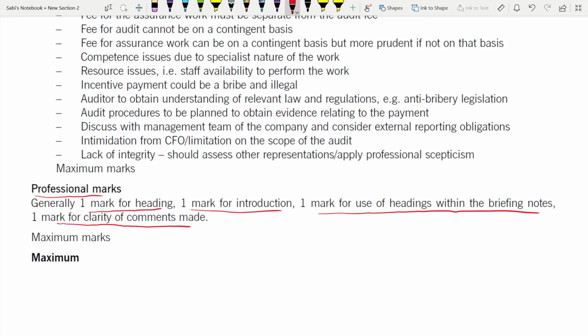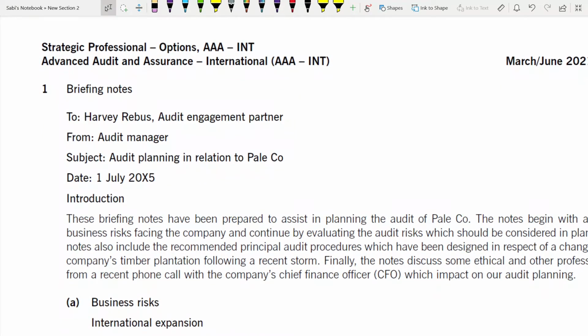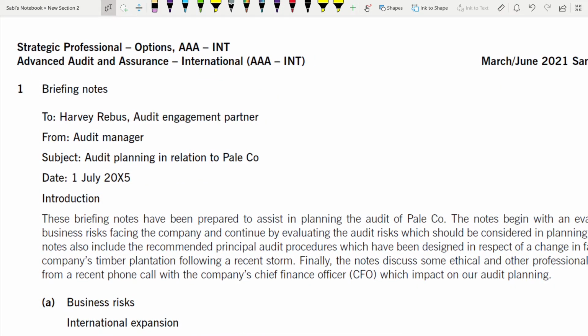So now finally, let us go to the answer. Your answer should look something like this. Before you jump to the answer, make sure that you read that it's a briefing note. 1 mark for that. Make sure that you are writing to whom. This is the format of a briefing note. You have to write to whom you are writing. You are writing to the audit engagement partner. From whom? Who are you? You are an audit manager.